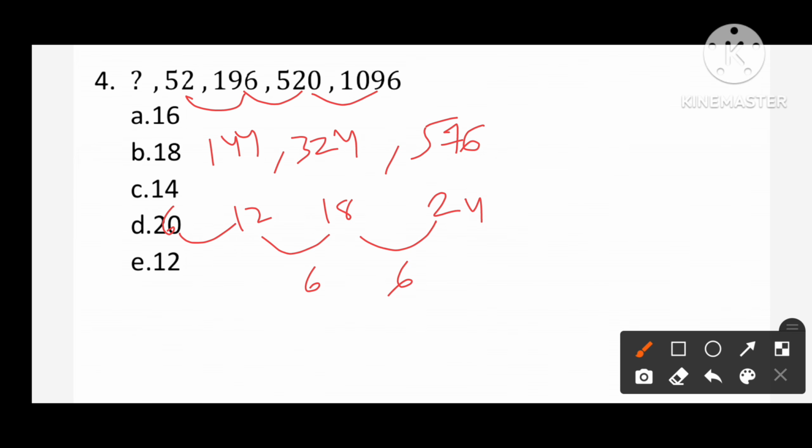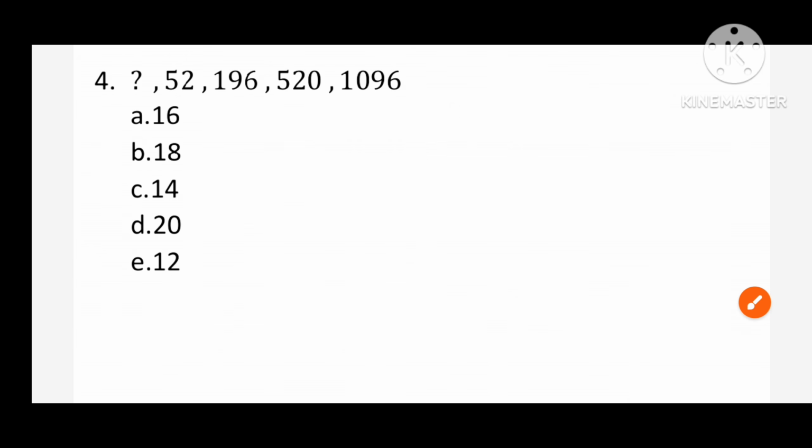So 6 square, which will be 36. So here the difference must be 36. So difference 36 means 16 plus 36, which will be 52. So 16 is our answer. Option A is the answer for this one. Next, question number 5.